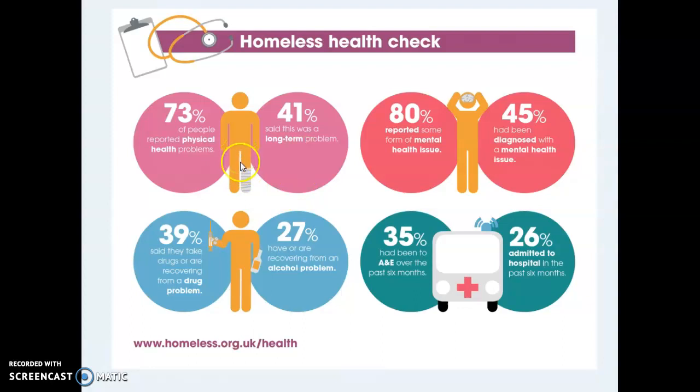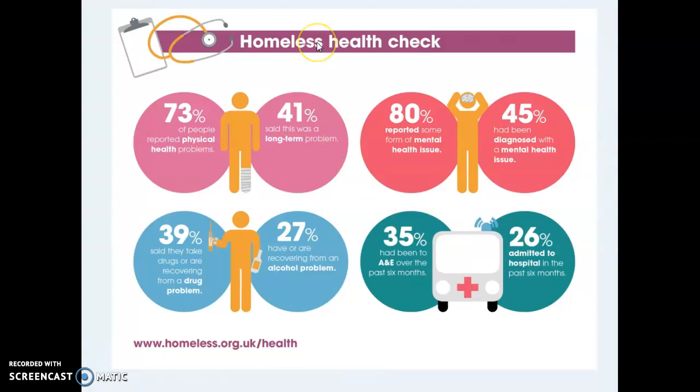Each of the humanoid figures has a detail that reinforces the issue faced by that segment of the homeless population. Thus, the physical health issue is reinforced by the leg cast. The mental health issue is reinforced by the image of the brain and the humanoid figure holding its head. The drug and alcohol problem is reinforced by the figure holding a bottle and a syringe. Lastly, the emergency room and hospital visits are reinforced by the ambulance image.